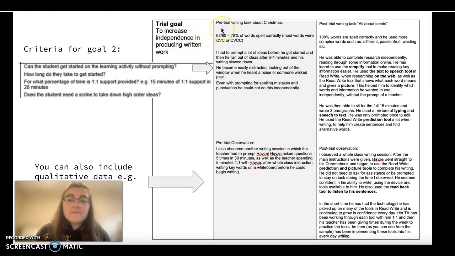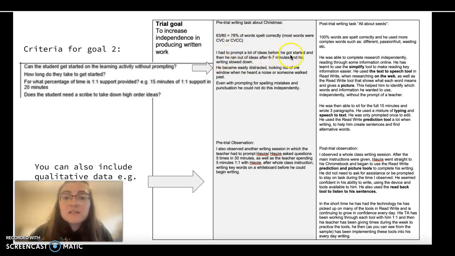And then this was the second goal, to increase independence. And so again, we used these prompts. So all about Christmas and all about seeds. So it was the same 2 pieces, but I just used the different criteria. So in this one, 73 out of the 80, so 78% of the words were spelled correctly, but most of those words were either CVC or CVCC, so there were no complex words in it.